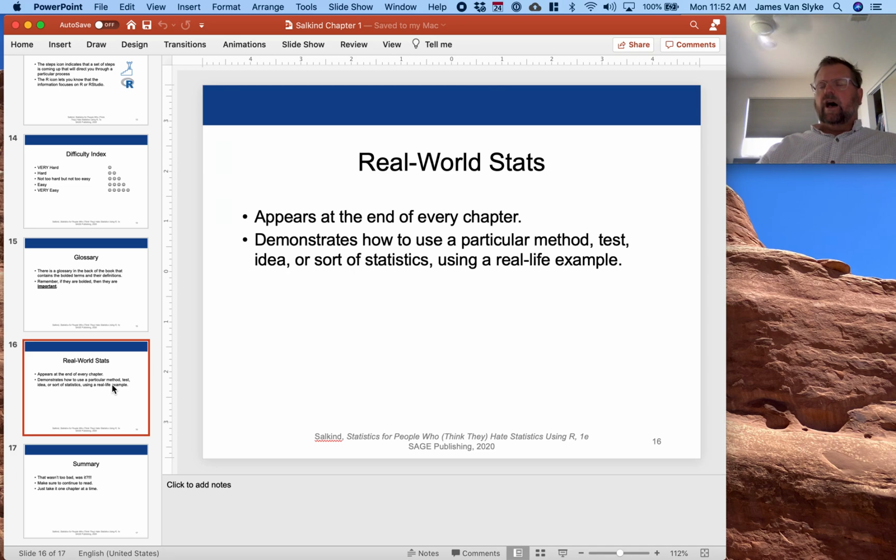Real world stats. The book contains several examples of stats that are used in the real world. Typically, it demonstrates how to use a particular method, test, idea, or sort of statistics using some sort of real-life example, so you can focus on those. It's often related to different psychological papers or different articles from different journals. You can often look up those journal articles, and it'll give you an overview of when that statistic was actually used.